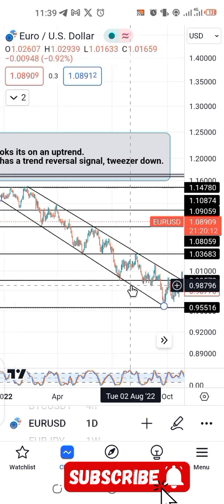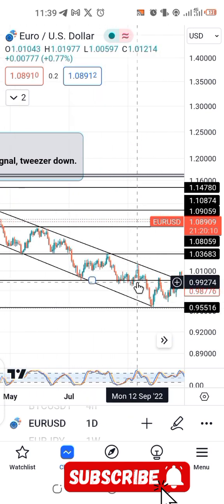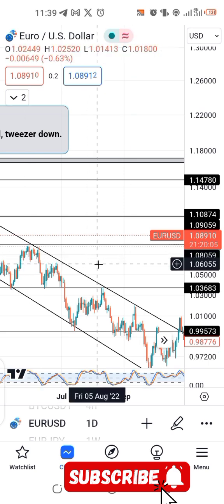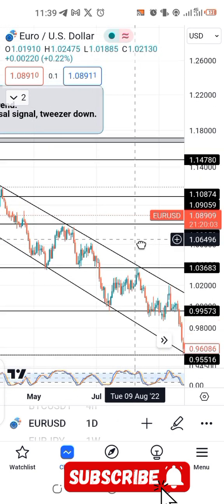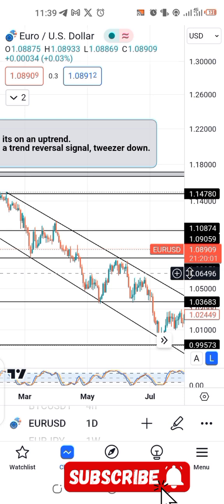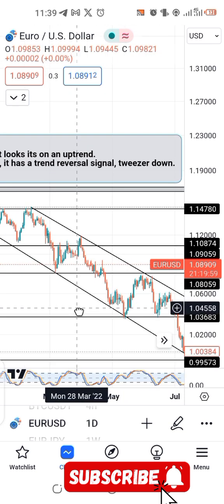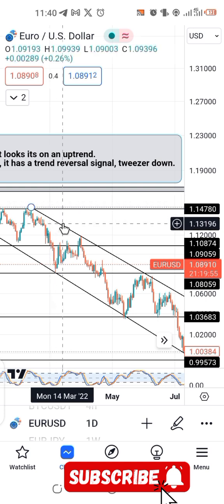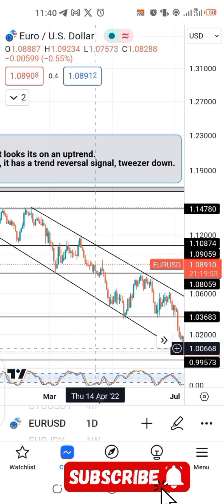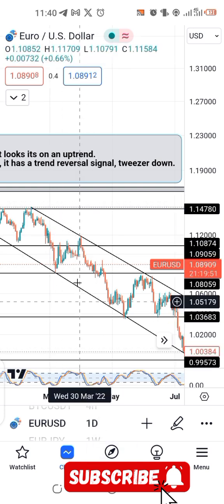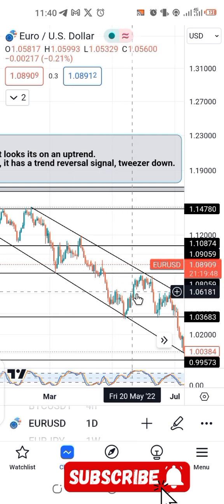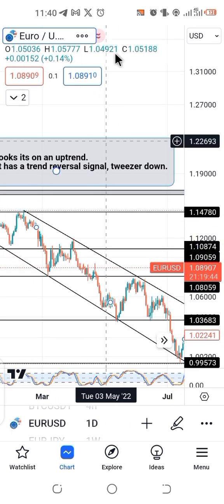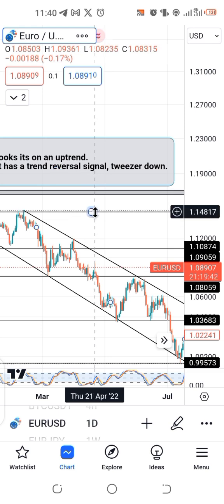In this video, I'm going to take you through how to draw support and resistance and then trend lines on your chart. This is the Euro USD chart, and we are going to use the daily time frame. This was an analysis I did with my class. I would want to delete all the charts so we can start over again.